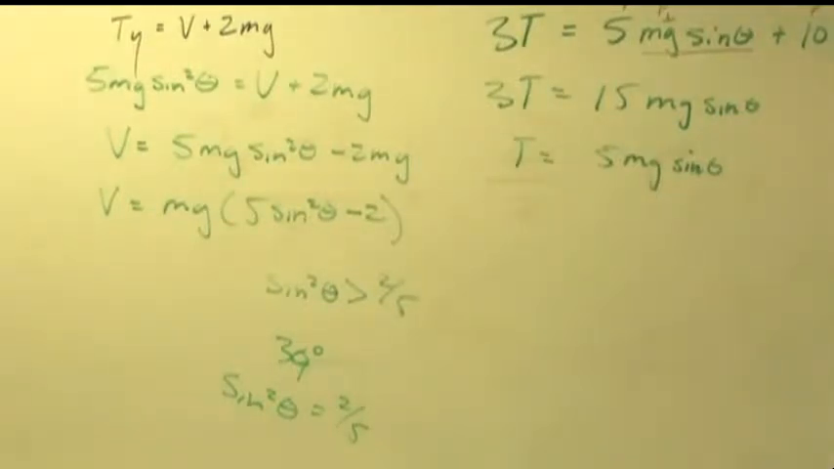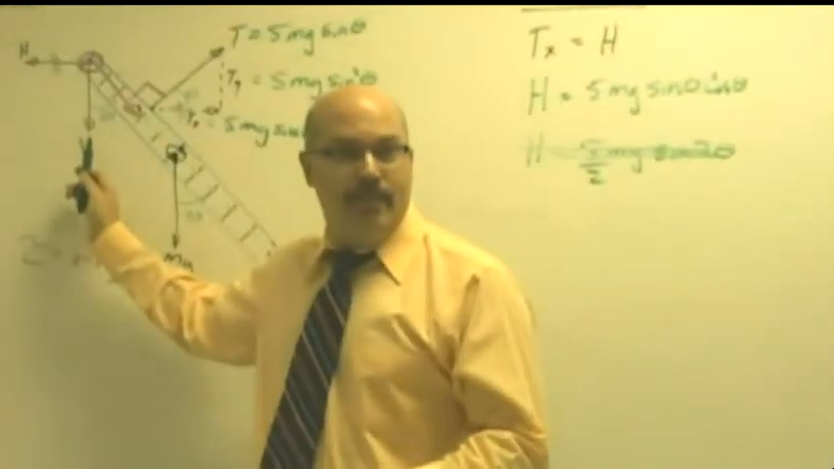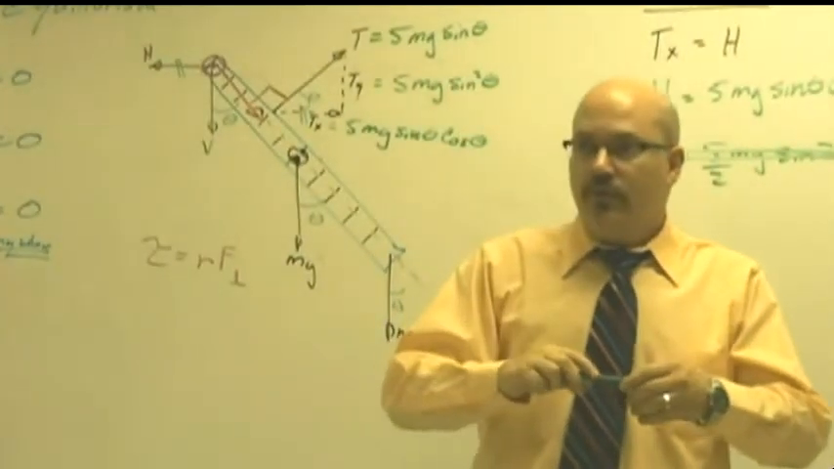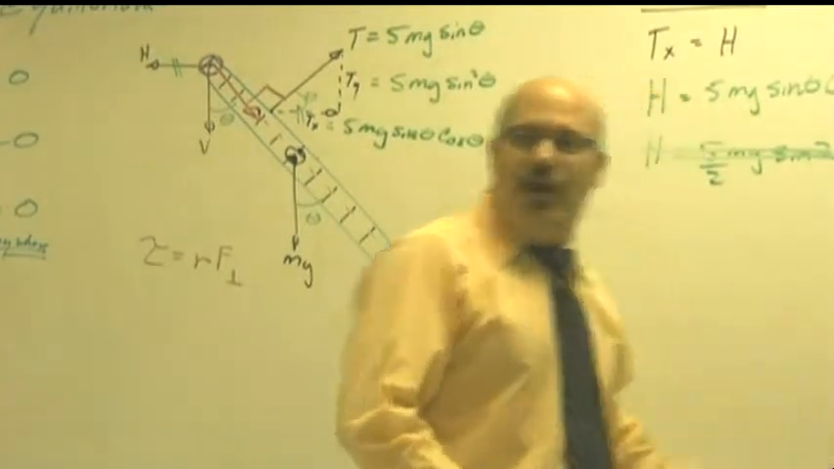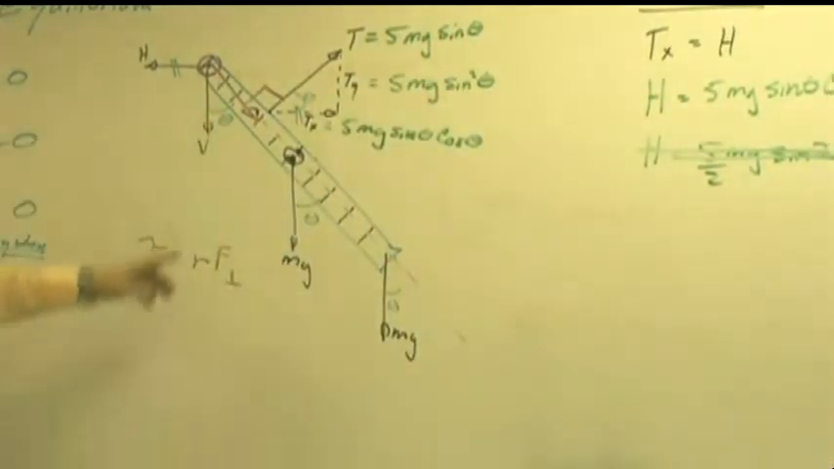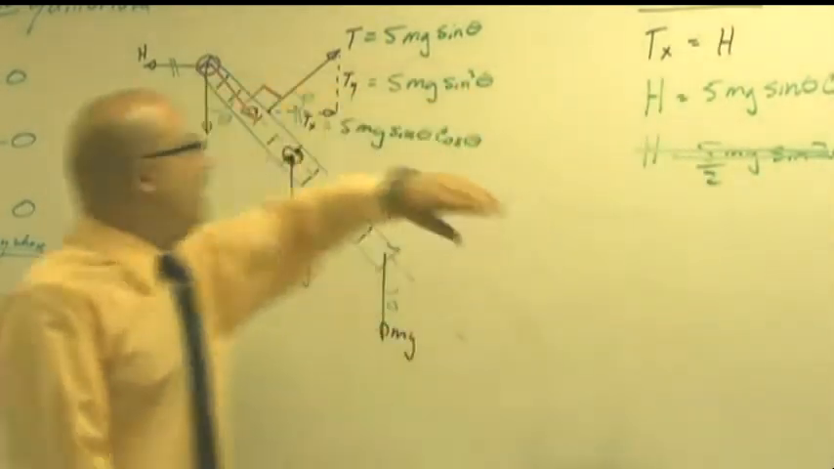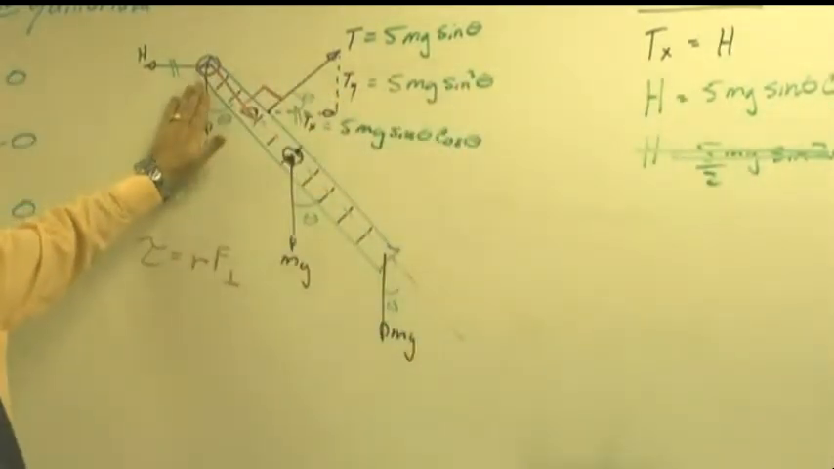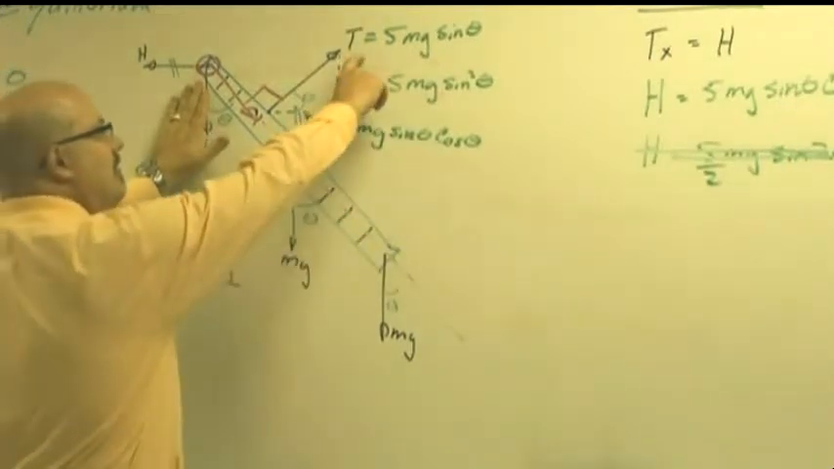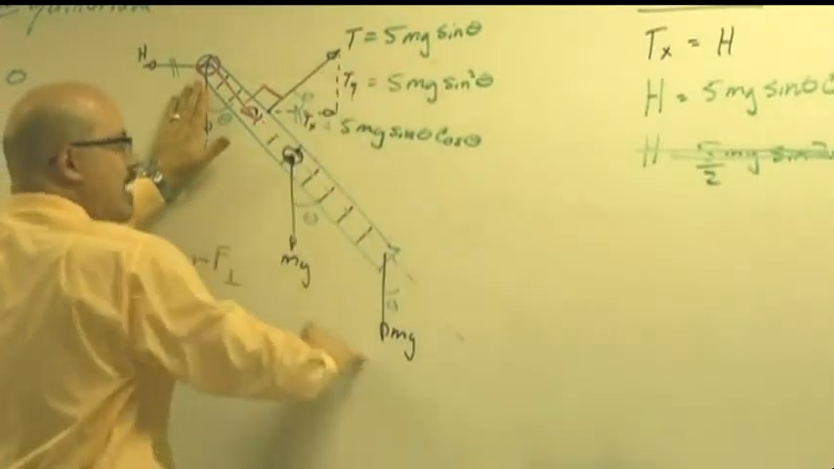Does that make sense? Therefore, at 39 degrees, what happens? At 39 degrees, what's my vertical force? It will be zero. It will not need to exist. Why is 2/5 special? Because at 39 degrees, this Ty and the 2mg will be equal.